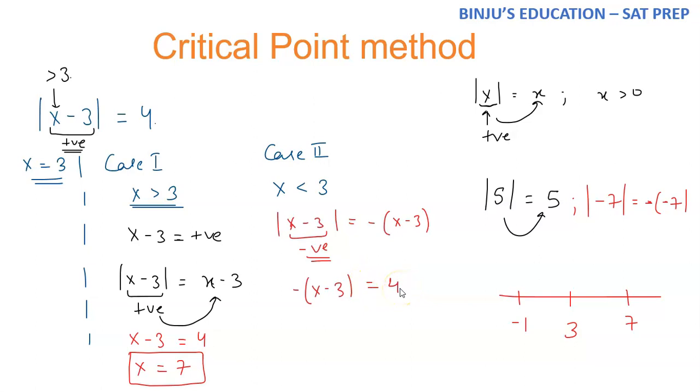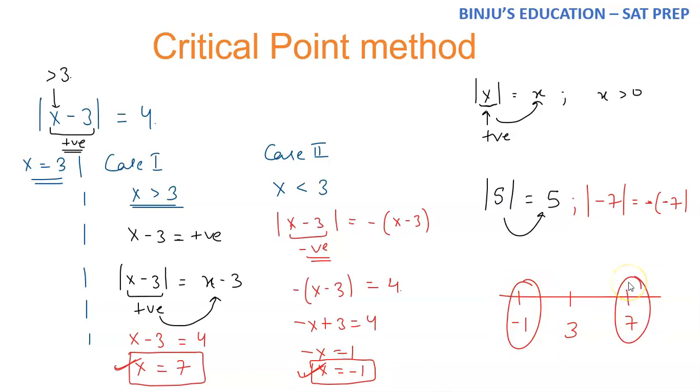So this is how you open modulus. For the negative part, this will become negative x plus 3 is equal to 4, negative x is equal to 1, or x is equal to minus 1. So the two values of x that we are searching for are x is equal to 7 and x is equal to minus 1, which is the exact same answer that we will get using the distance concept. This is what you need to understand regarding the critical point method.